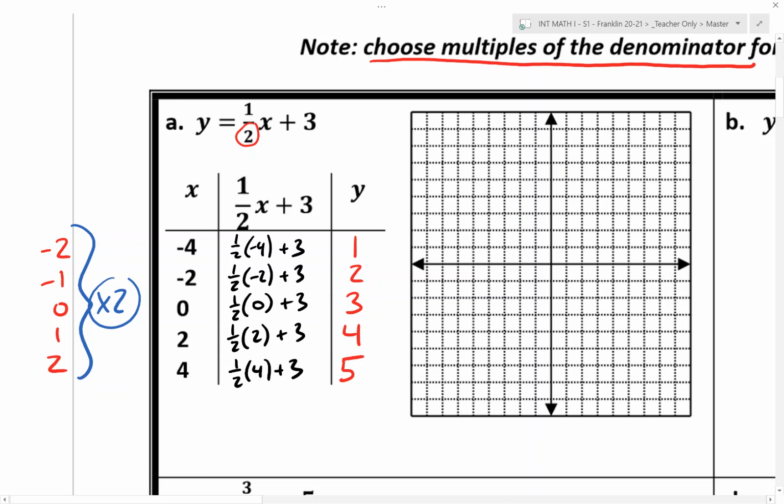And so now we can graph these points. -4, 1 is left 4, up 1. -2, 2. 0, 3. 2, 4. And 4, 5. And there's the line. They're a little more spread out because our x numbers aren't 1 apart. Now they're 2 apart because that's what the denominator told us to do. But we still have a pattern for the y values, right? They're still following a pattern, and our points are still in a straight line.